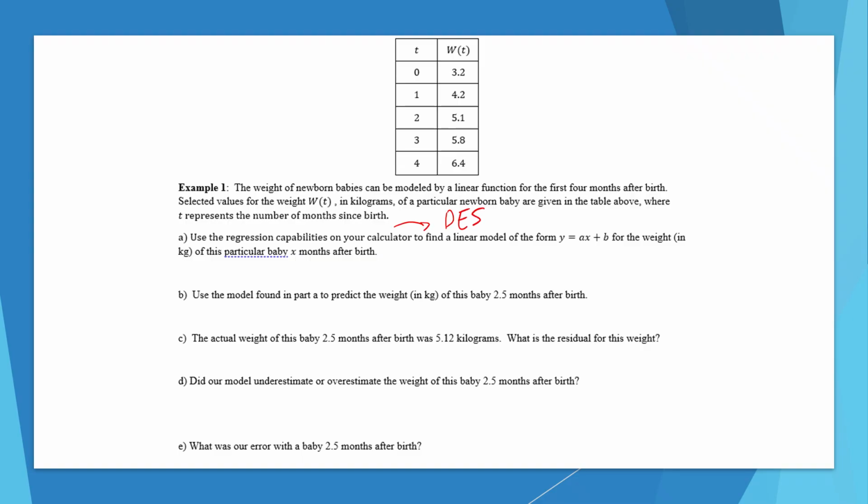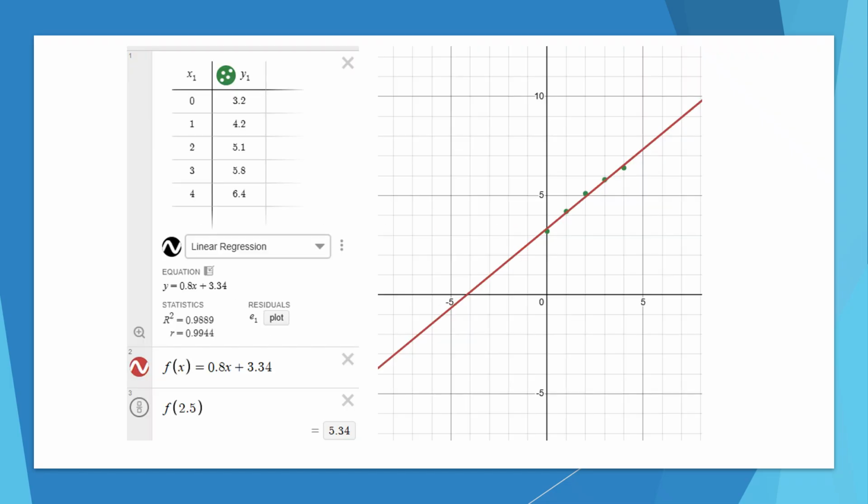That's a fancy way of saying Desmos, to find a linear equation for the weight of this baby. So let's take a look. If we go to this next slide here, this is what your Desmos should look like. So try this question on your own first.